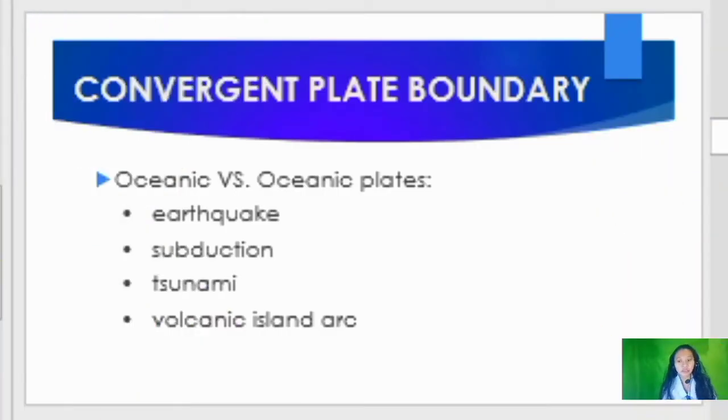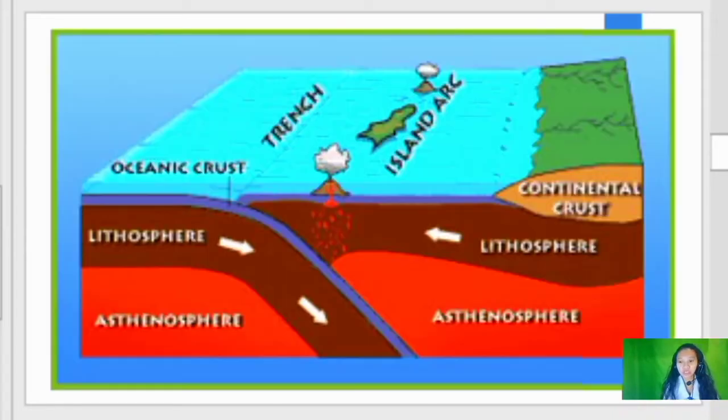Okay, so now let's go to the second type of convergent plate boundary, which is the oceanic-oceanic boundary. Here are the different events formed in the oceanic converging plate boundary. These are the earthquake, subduction, tsunami, and the volcanic island arc. This shows how a converging of oceanic plates looks like.